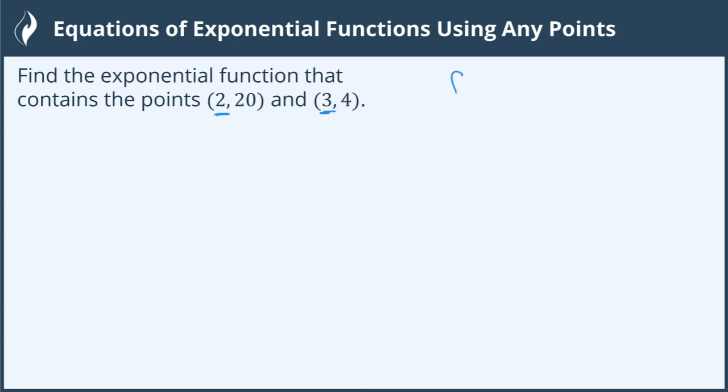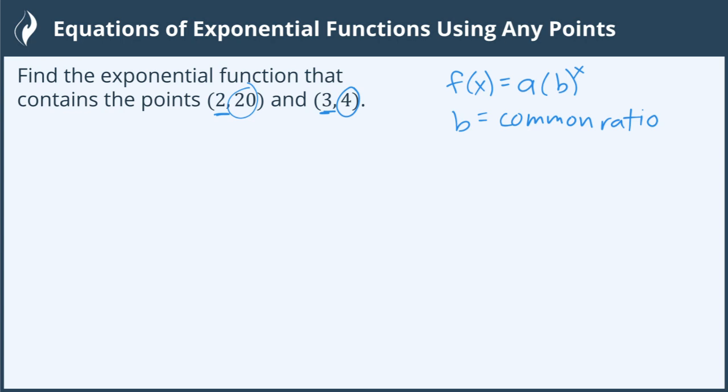Before we jump into that, let's write out our general form of an exponential. So we're looking for a, we're looking for b, and then we can plug it into this function. In order to find b, that's our common ratio. So this is where we're going to compare the y's, the y coordinate of these 2 points, 4 and 20.